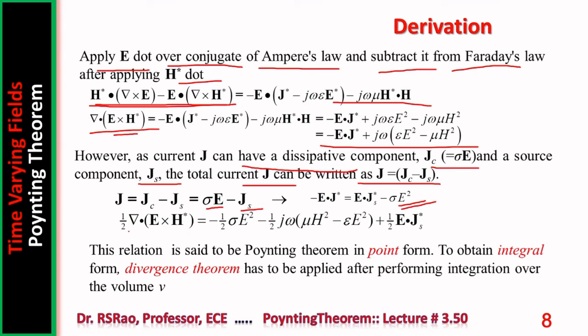So ultimately what you have is half del dot E cross H conjugate equal to minus half sigma E square minus half J omega mu H square minus epsilon E square plus half E dot Js conjugate. You can see that this relation involves differentiation. Del is a differential operator. So this relation is said to be the Poynting theorem in point form. To obtain the integral form, of course, the divergence theorem has to be applied after performing integration over the volume V.